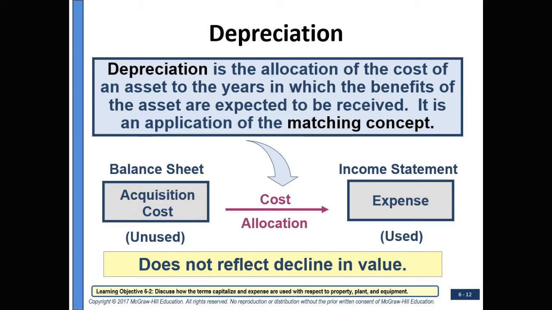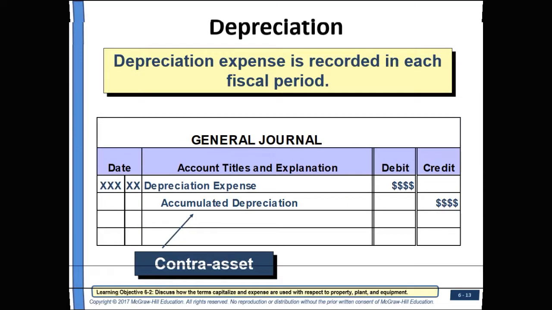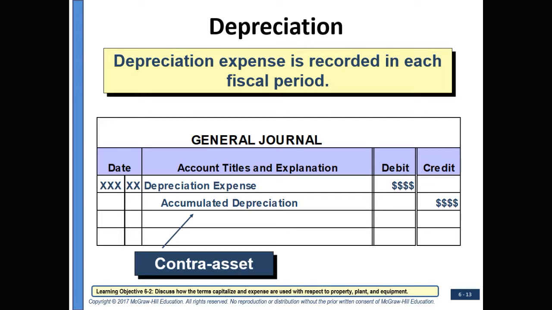So just as a reminder, depreciation is the cost allocation. It's showing that these upfront costs, these prepaid expenses, are being used, are being allocated over to the periods in which they're beneficial, the periods in which they help us to generate revenue in adherence with the matching concept. The depreciation expense is recorded in each fiscal period. This can be done on a monthly basis, a quarterly basis, or an annual basis, depending upon the size of the organization.